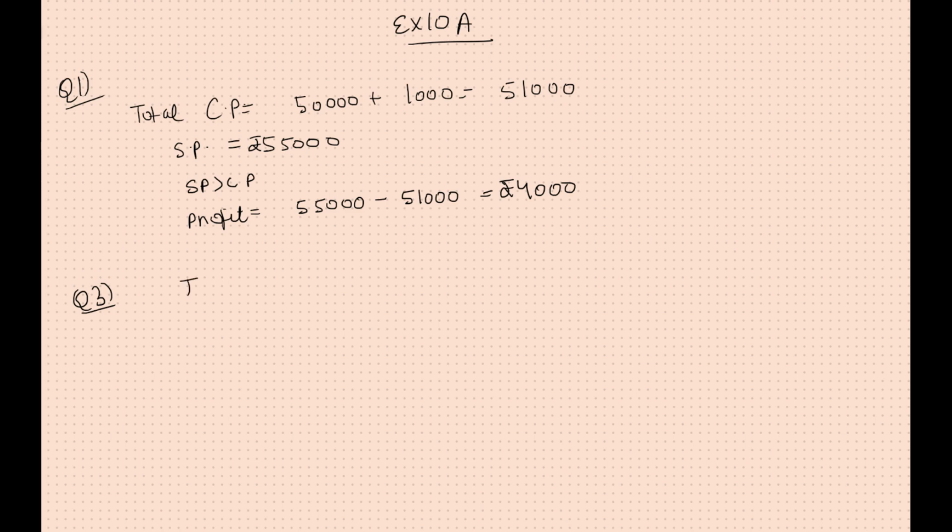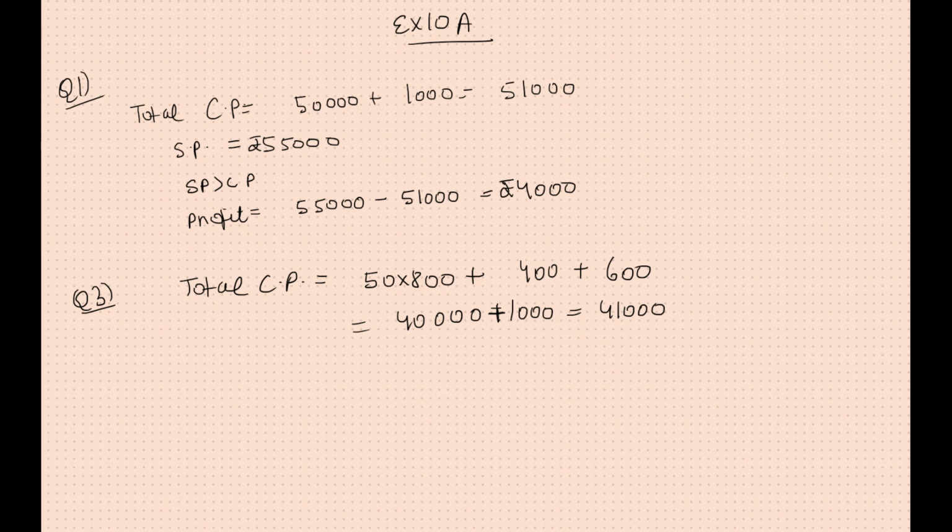Okay, so total cost price would be 50 quintals of wheat at the rate of rupees 800. So 50 into 800 plus his transportation and octroi charges. So that is 400 plus 600. This will be 40,000 plus 1,000. So this is 41,000. And he sold this for rupees 750 per quintal.